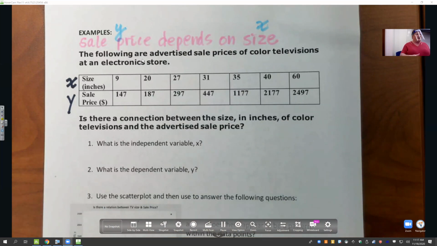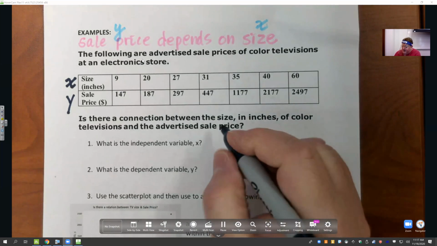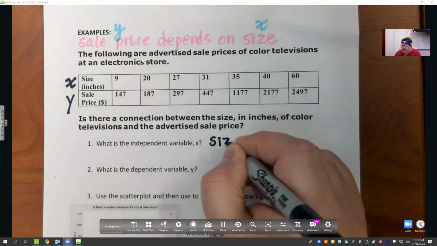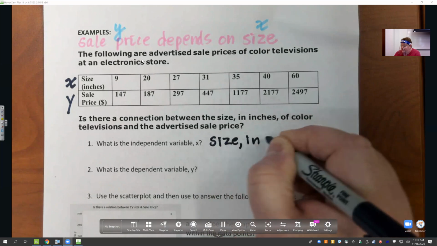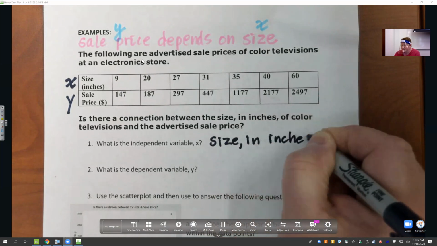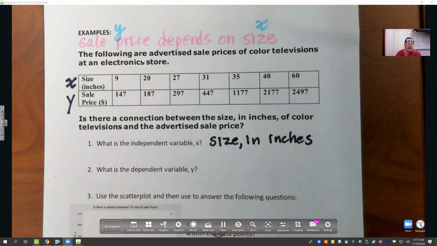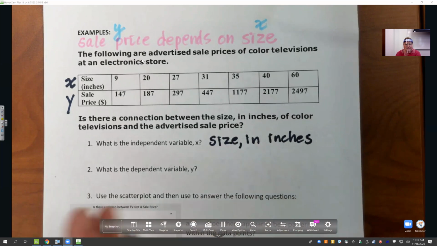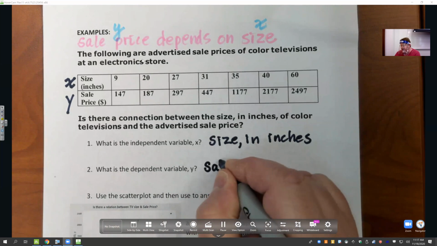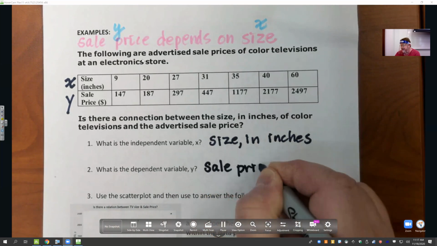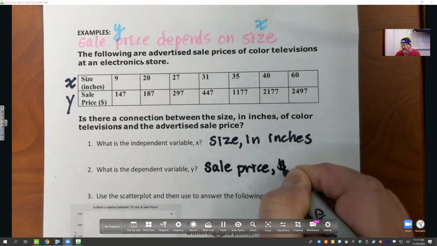The easiest way is to look at the setup of the table. So my independent here, I would write, and on your test, it is multiple choice, so you would choose which one. If my size is the independent, by default, the sale price is going to be the dependent.